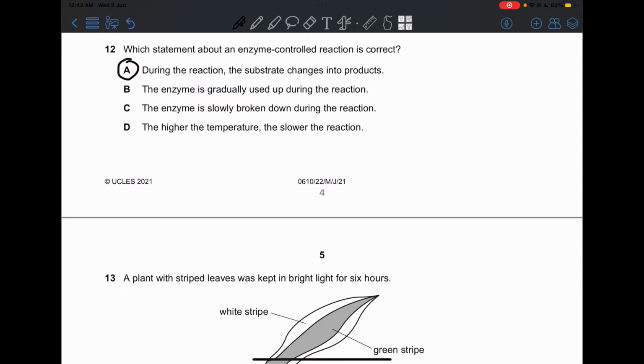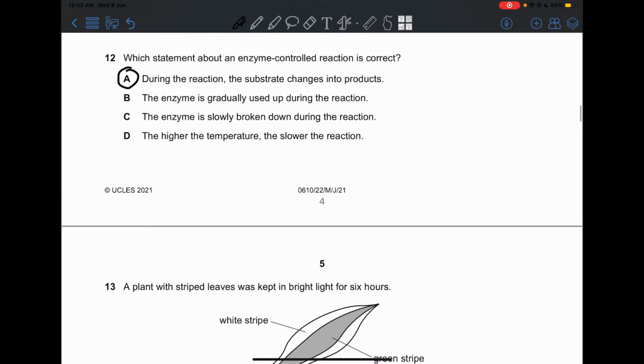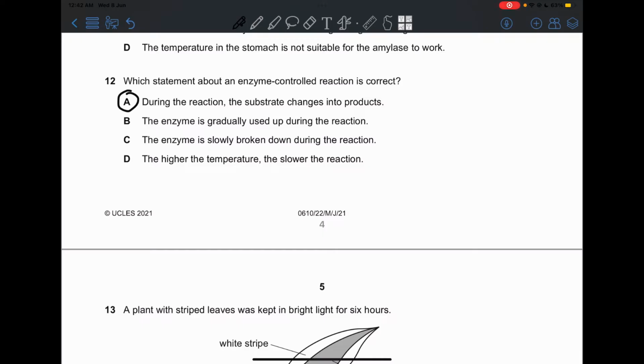And C says the enzyme is slowly broken down during the reaction. Of course, this is incorrect. Enzymes are not used up. D says the higher the temperature, the slower the reaction. Now, this is incorrect because as we know, the higher the temperature, actually, there is more kinetic energy.